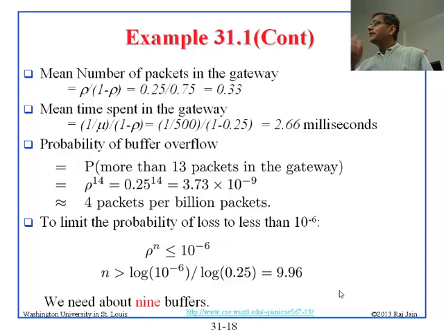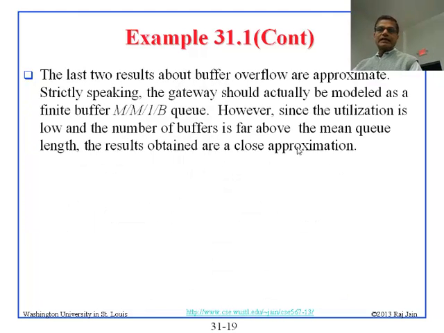Now, to limit the probability of loss to just 10 raised to minus 6, you calculate rho raised to n, and then you get 9.96. We need about 9 buffers. Now here's the problem though. The last two results about the buffer overflow are approximate.